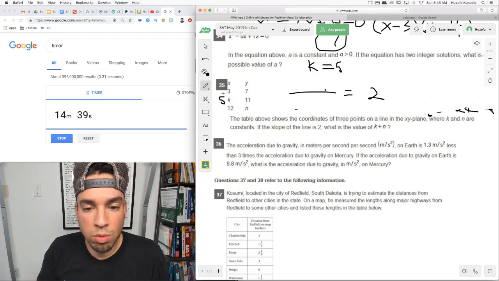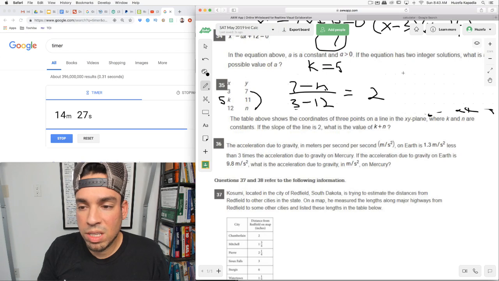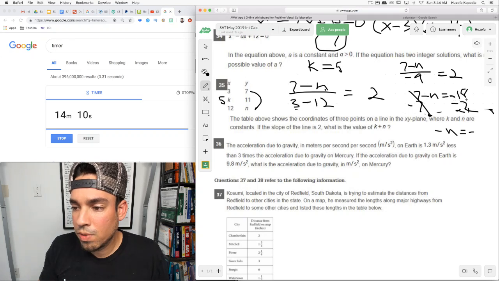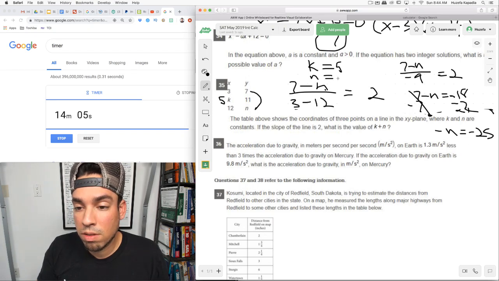And then let's do a new equation. Let's use these values, 7 and these ones. So 7 minus n over 3 minus 12. And then it becomes 7 minus n over negative 9 equals 2. Multiply the denominator across. 7 minus n equals negative 18. Subtract 7. Negative n equals, combine those, right? Negative 18 and negative 7, negative 25. Divide both sides by negative 1. It's n equals positive 25. Right? And what is k plus n? 5 plus 25, it's 30.